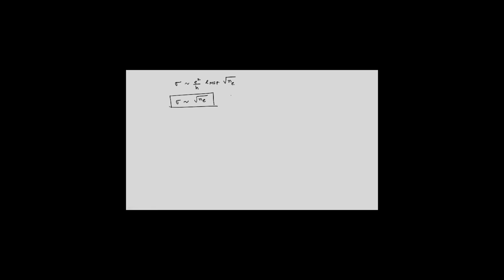This can also be written as e square over h times Kf, the Fermi wave vector, times the LMFP. This is a dimensionless quantity if you see, because your Kf has a dimension of inverse length, and LMFP has of course the dimension of length. That will tell you that they will cancel each other.